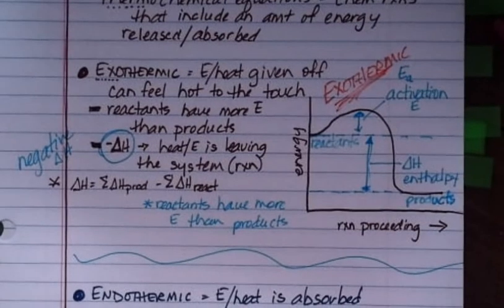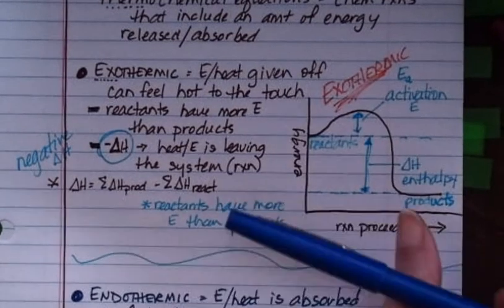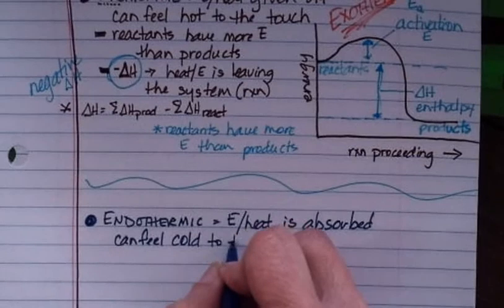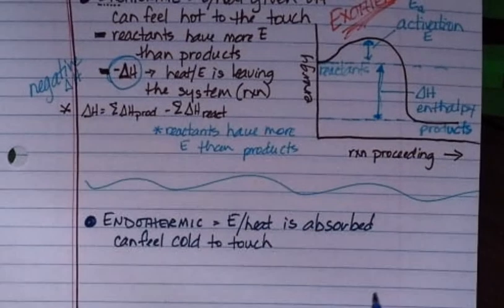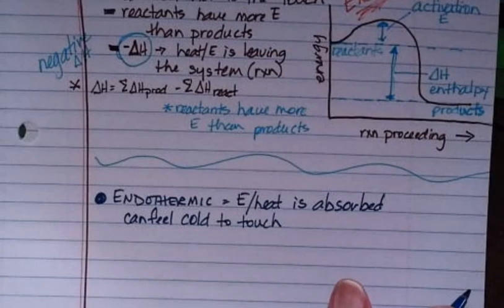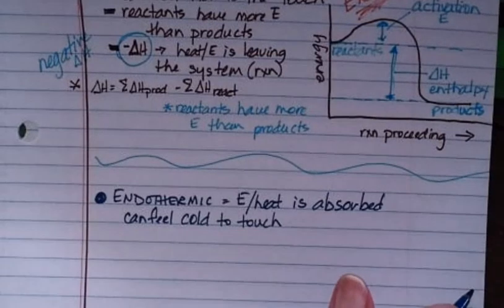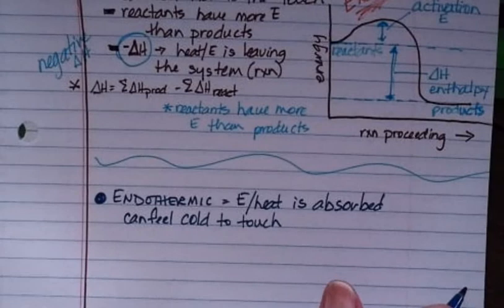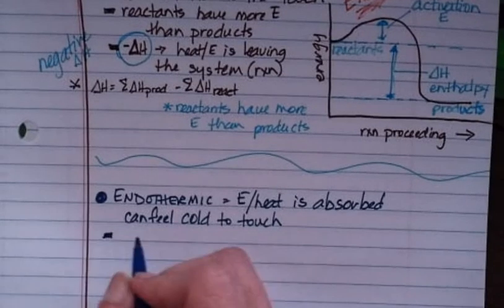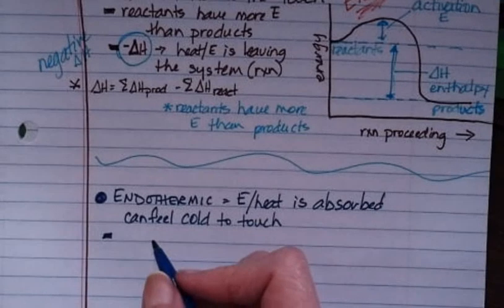This can feel cold to the touch, but touching it is not the best way to do this. So it can feel cold to the touch. Again, your best bet is to get a thermometer and see how much the temperature changed. Did it change by 1 degree, 2 degrees? Did it change by 15 degrees? What's going on here? So endothermic can feel cold to the touch. The products have more energy than the reactants.